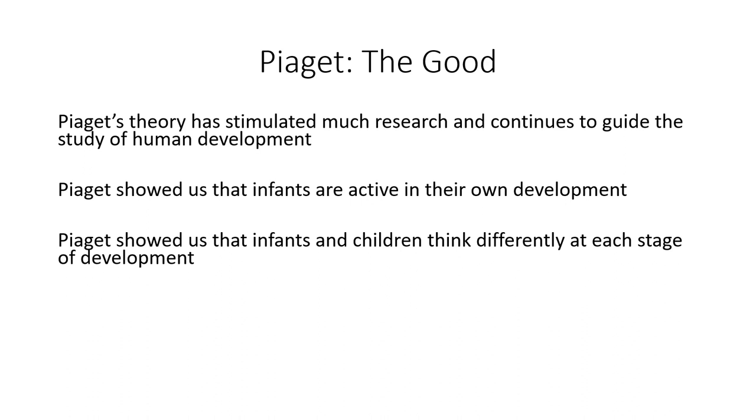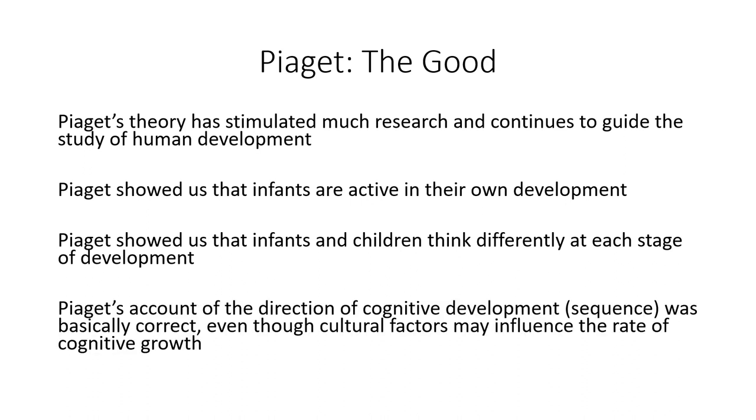Piaget showed us that infants and children think differently at each stage of development. Prior to this, it was just believed that children were small adults. He showed that no, they actually think differently. And Piaget's account of the direction of cognitive development, the sequence, was basically correct, even though there are other factors like cultural factors that can influence this.